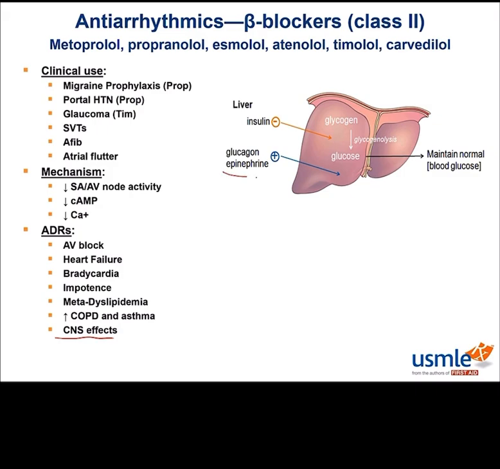Catecholamines like epinephrine bind beta receptors to the liver to stimulate gluconeogenesis and glycogenolysis to increase blood glucose levels. Patients on beta blockers are taking a medication that antagonizes this response. So not only do we exacerbate the hypoglycemia by preventing the elevation of blood sugar levels by compensatory mechanisms, but we can also hide the clinical signs of hypoglycemia.